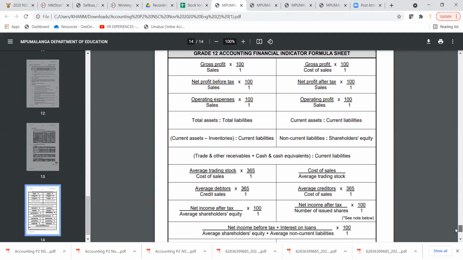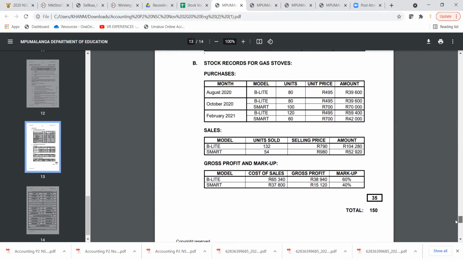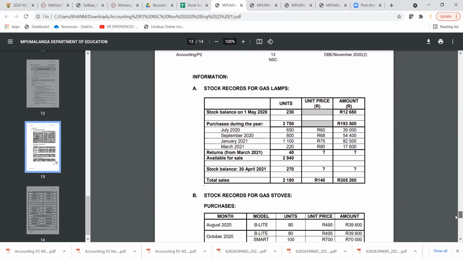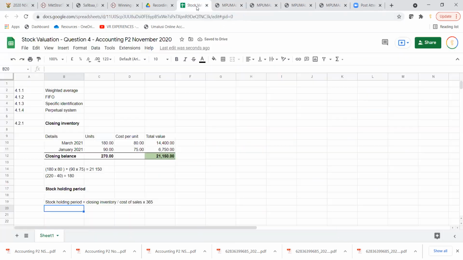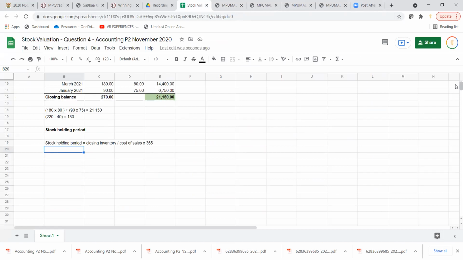Yes, so this formula over here, that is the stock holding period in days. They use the word average stock, but they told us don't use average stock. They told us use closing stock. So that is why we're using closing stock over here. Just take note of that. So we already have the formula, so we don't need to write down the formula. I'm just writing it down so you can see what I'm doing.